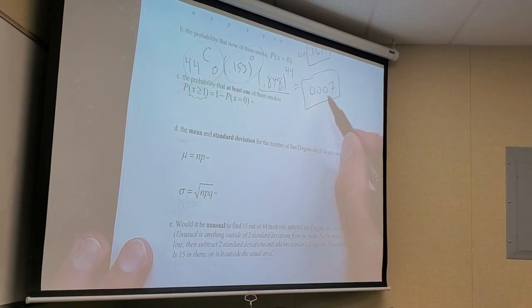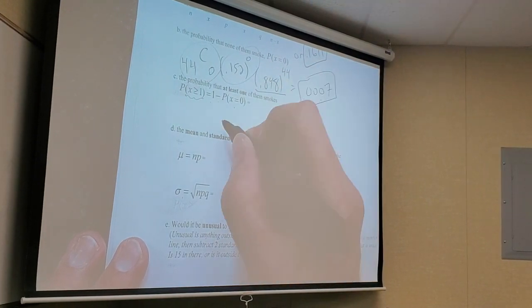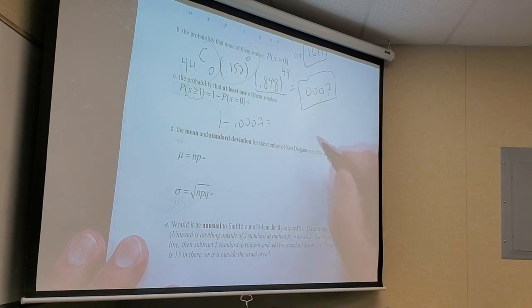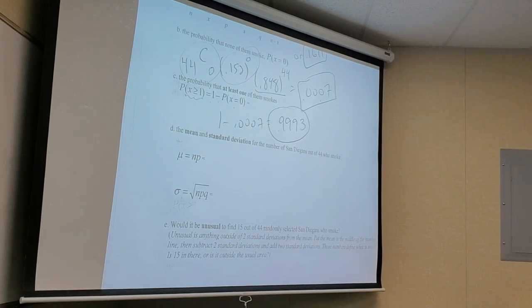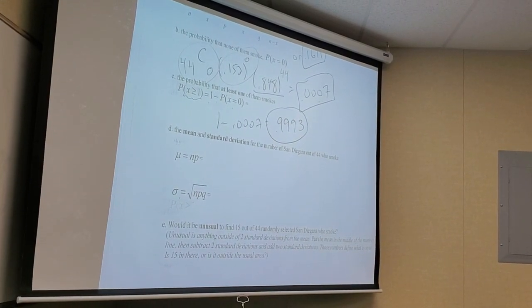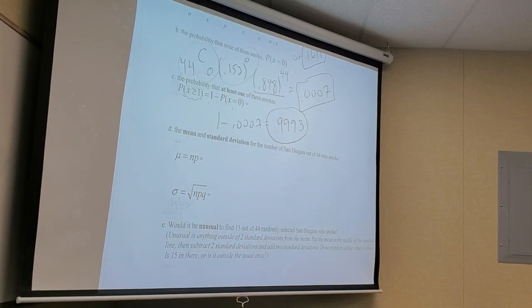And we just calculated none, didn't we? So I like doing this kind of thing where I give you something and then the next problem relies on what you just did. So this is going to be 1 minus 0.777, and that would be 0.9993. And that kind of makes sense. If I pick 44 people, there should be an almost 100% chance that at least one of them smokes.